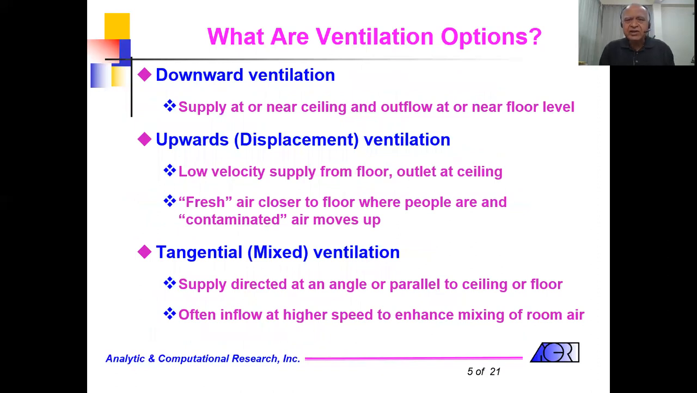So what are our typical ventilation options? The most common is the downward ventilation. Here the supply is at or near a ceiling and the outflow is at or near the floor level. The upward ventilation, also called displacement, typically has a low velocity supply from the floor and the outlet is near the ceiling. In this case, the fresher air is closer to the floor where people are, and the contaminated air moves up. The mix of these two would be what we call a tangential ventilation.